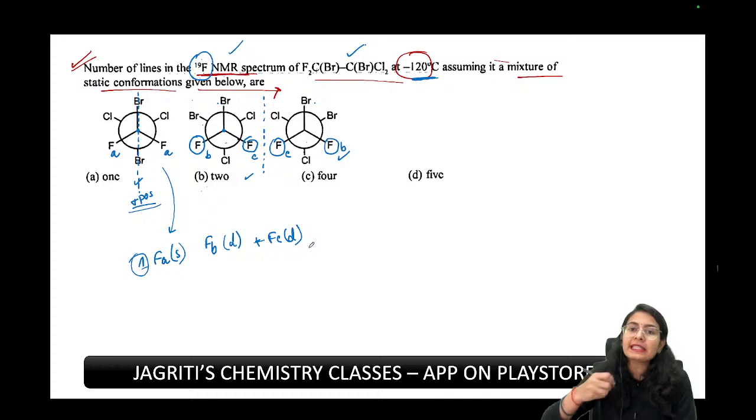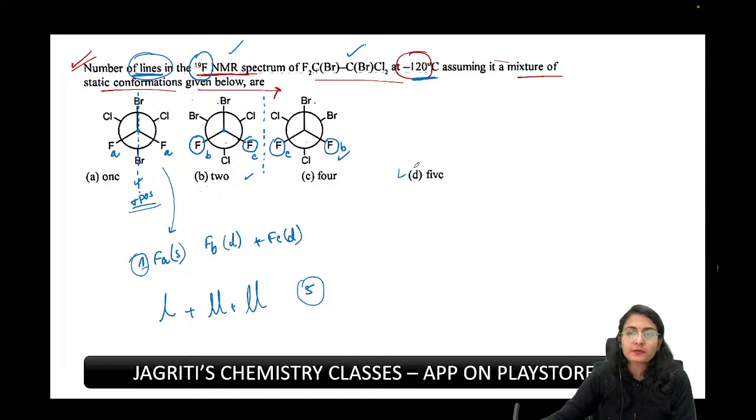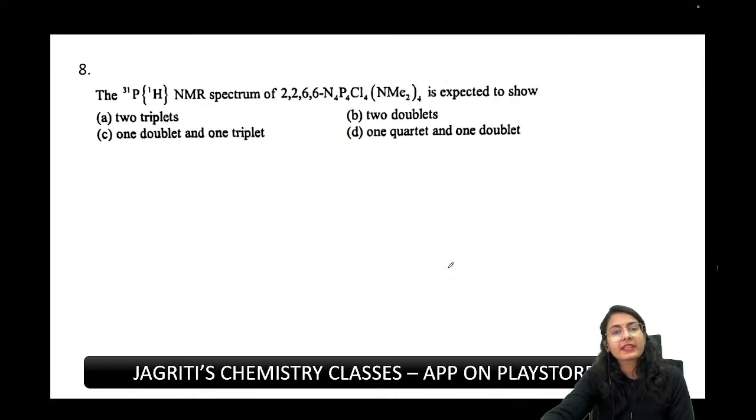तो total कितने lines आएंगे? How many number of lines? देखो, they are not asking you signal, they are asking you lines. So one line for FA singlet, doublet for FB, another doublet for FC. कितने lines आए total? Total number of lines 5. So D is the correct answer. Got it? चलो आगे. Next question.